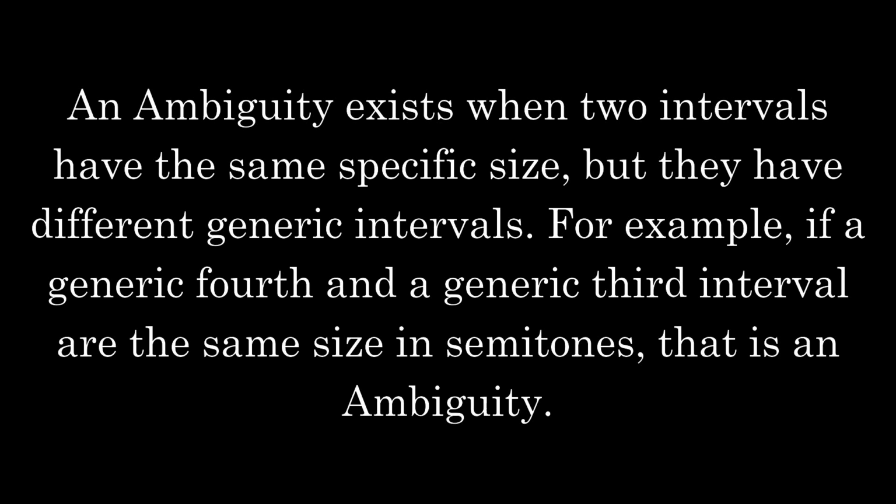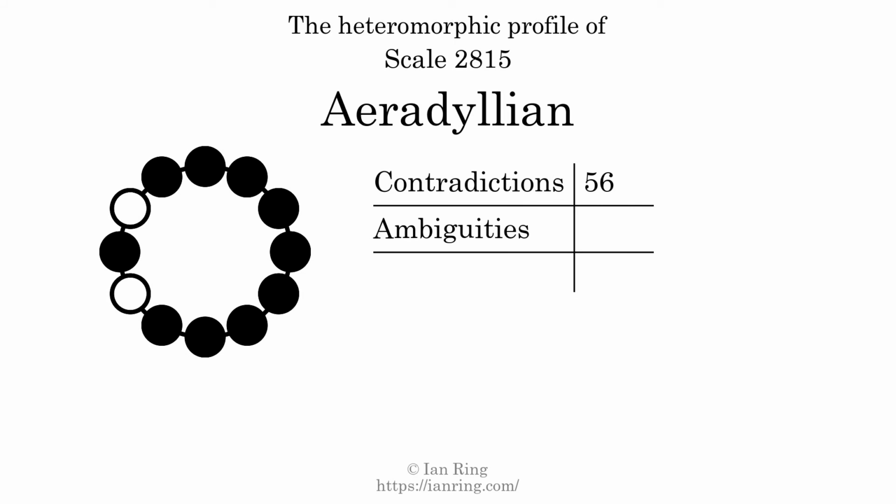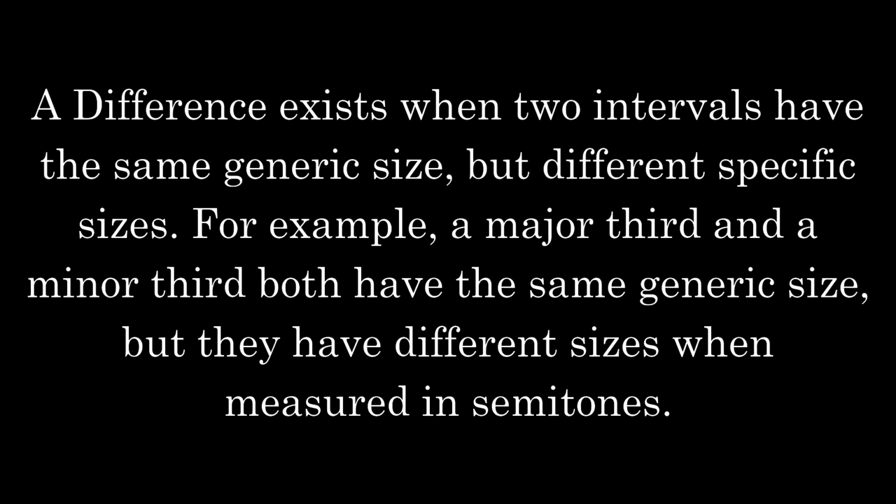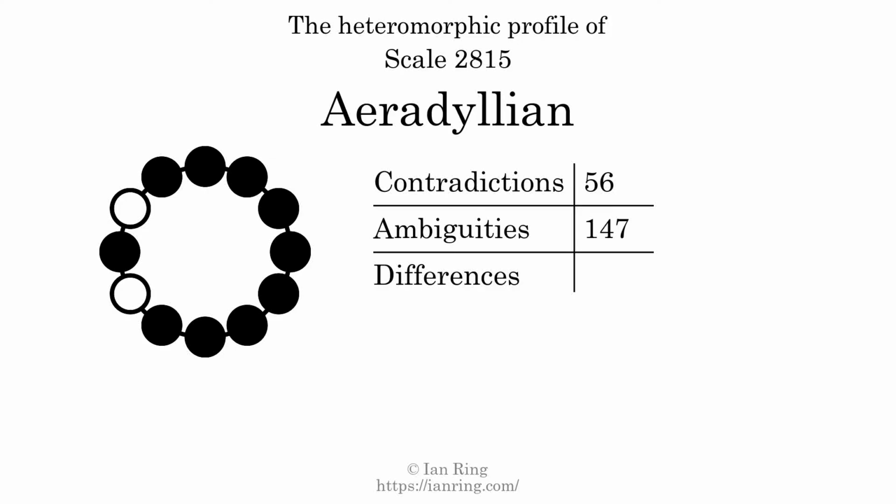An ambiguity exists when two intervals have the same specific size, but they have different generic intervals. For example, if a generic fourth and a generic third interval are the same size in semitones, that is an ambiguity. The number of ambiguities in this scale is 147. A difference exists when two intervals have the same generic size, but different specific sizes. For example, a major third and a minor third both have the same generic size, but they have different sizes when measured in semitones. The number of differences in this scale is 228.